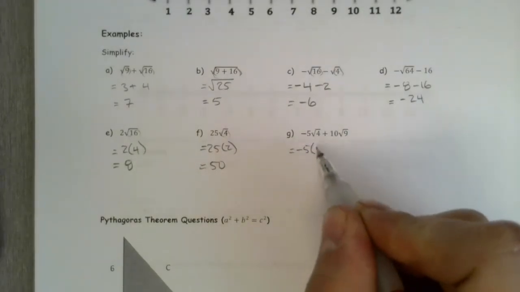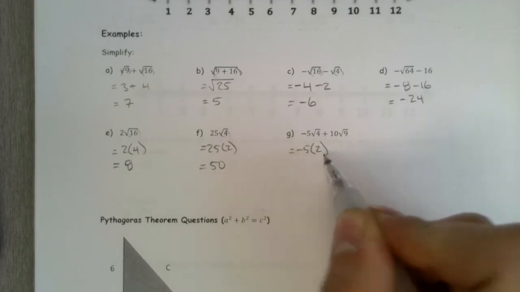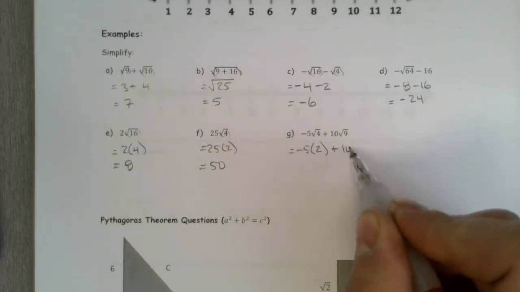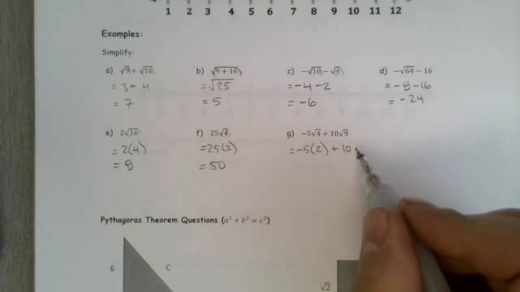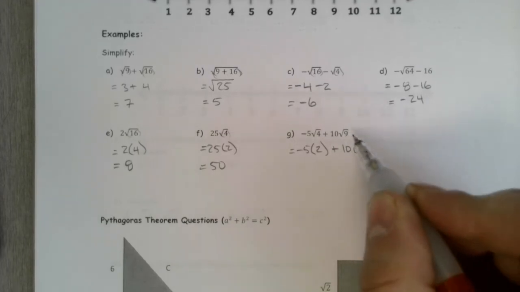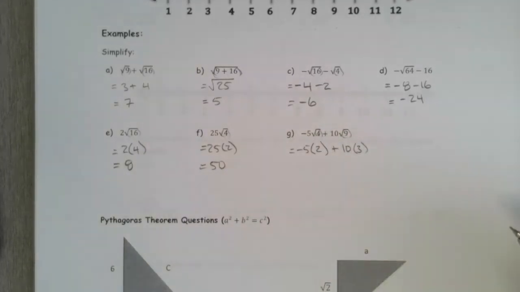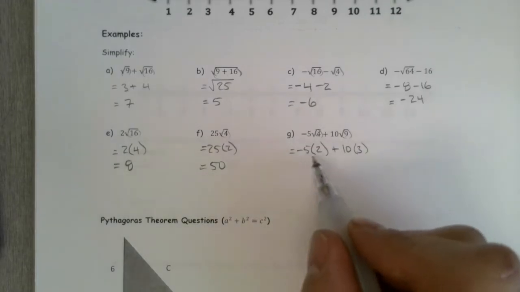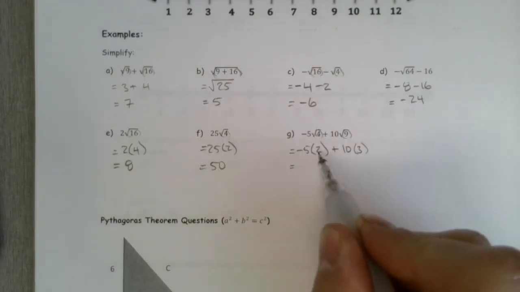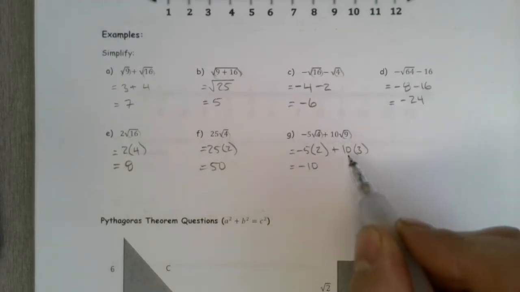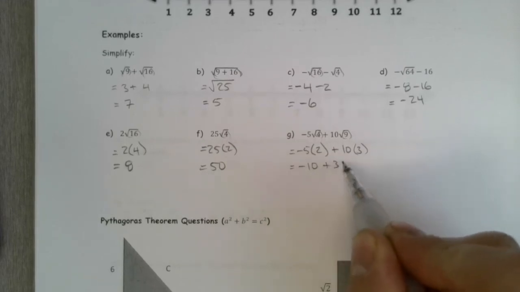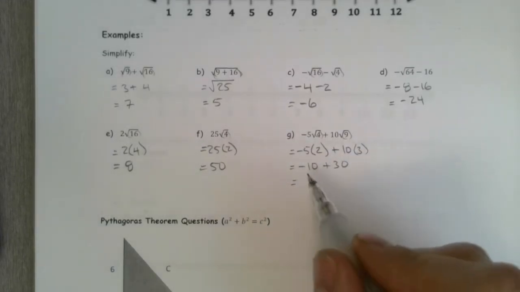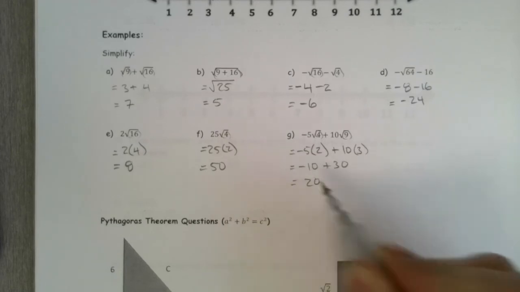So this is negative 5 multiplied by the square root of 4, which is 2, plus 10 multiplied by the square root of 9, which is 3. And again, I'm doing those first because there's that implied set of parentheses in there. Now I'm going to do the multiplication. So negative 5 times 2 is negative 10. 10 times 3 is going to be 30. And then negative 10 plus 30 is 20.